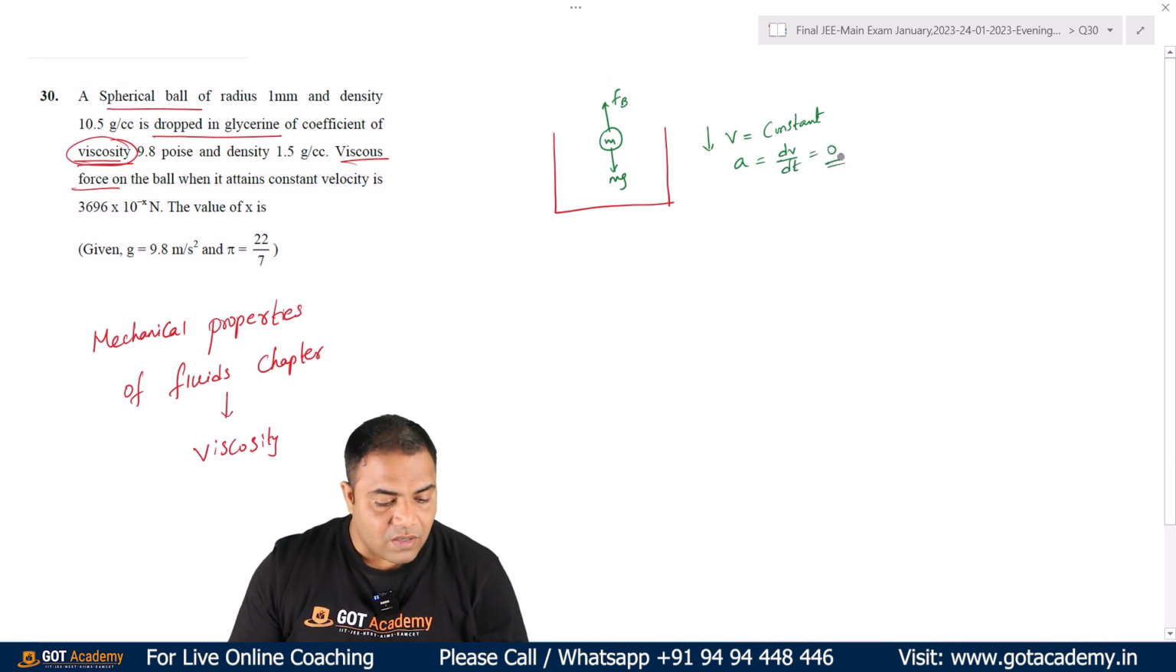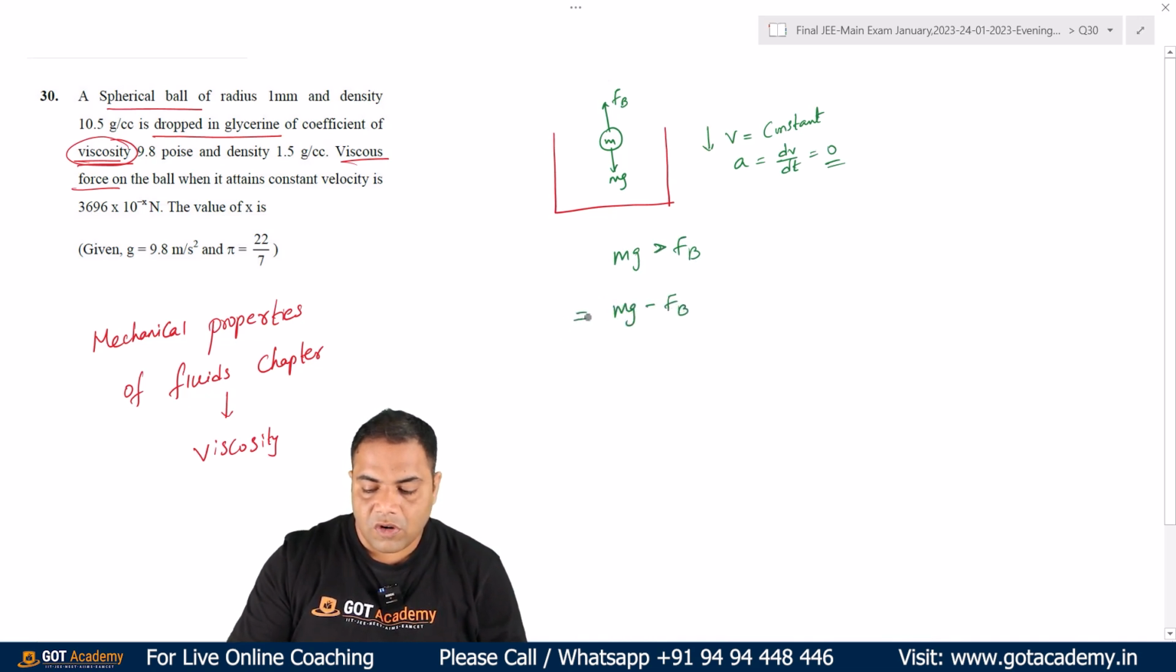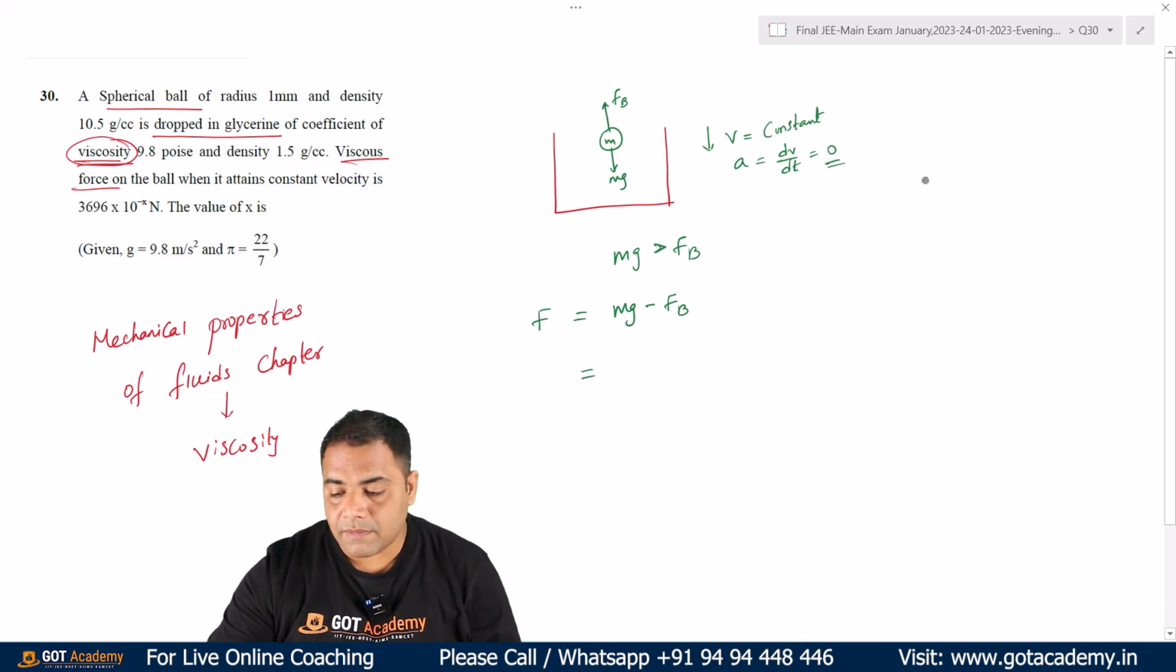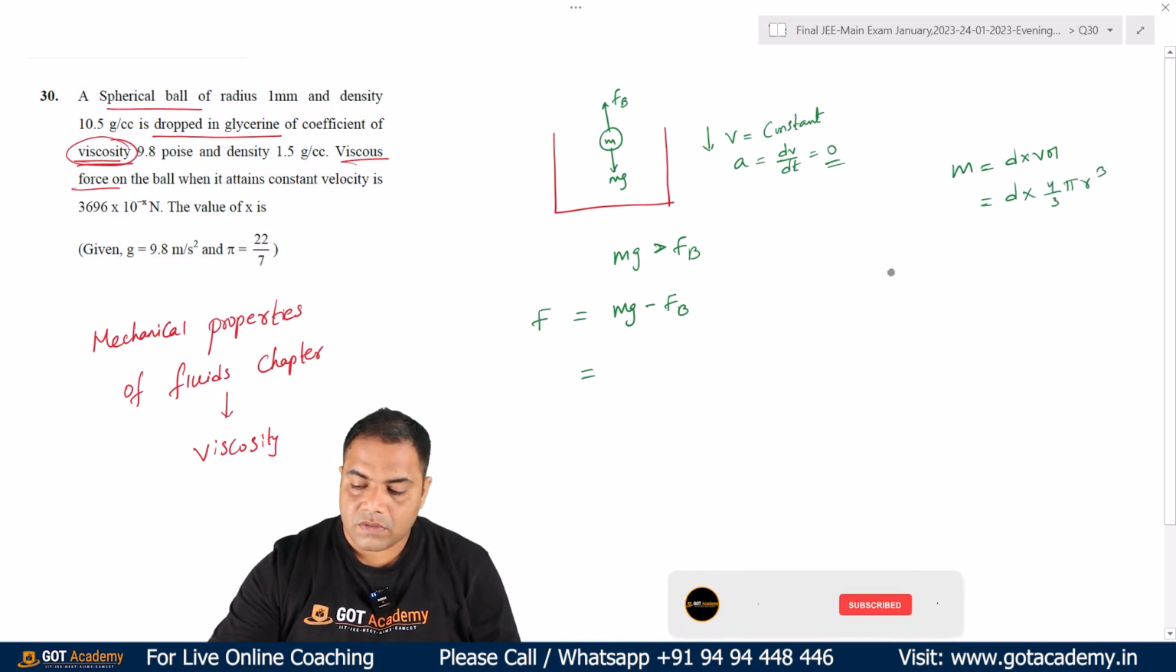So how do we calculate the equation for this? Here the downward force is mg, which is bigger. mg is greater than the buoyancy force. So what I could write is that bigger force minus smaller force is equal to net force. Mass m could be written as density into volume. The volume is 4/3 pi r cube for a spherical ball.